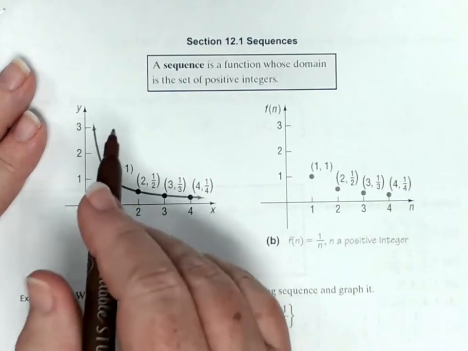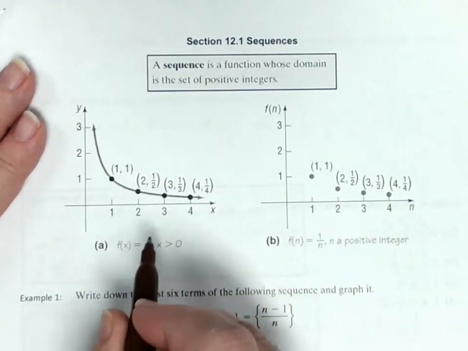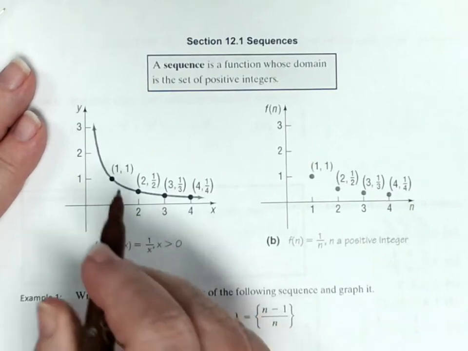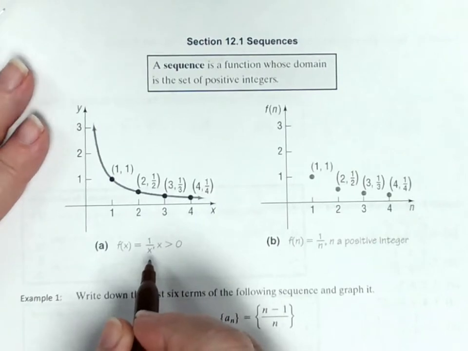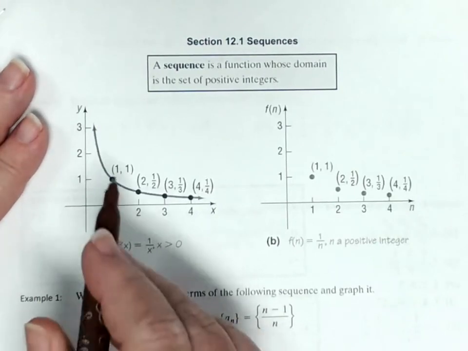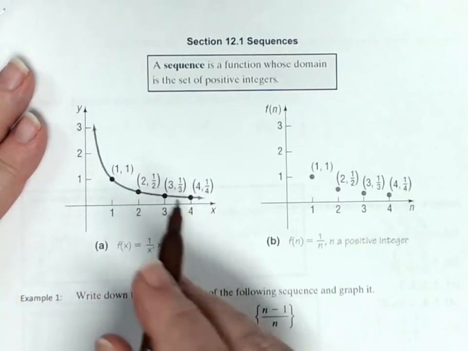If you look right here, this is a function which includes all numbers greater than 0, right? X is greater than 0. And you can see that it is a rational function because it has a ratio, 1 over x, and every number could work, and therefore it's a connected curve.